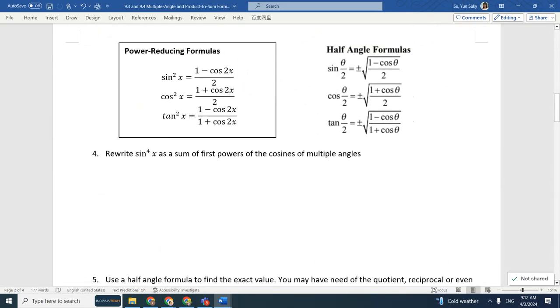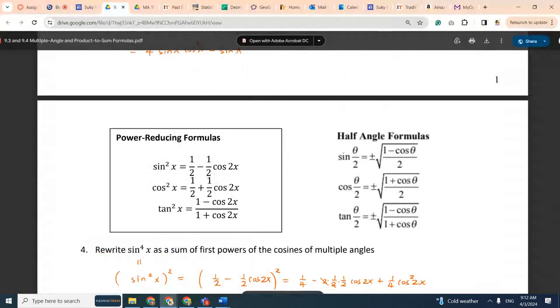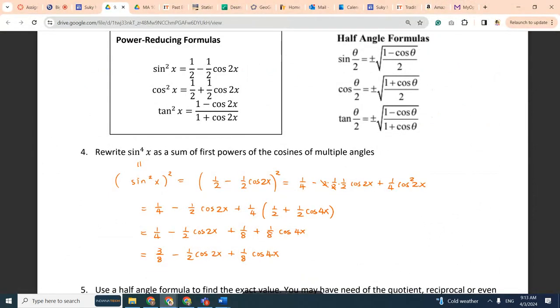Number 4, we write the sine to the power 4 as a sum of the first powers of the cosine of multiple angles. This one, I also want to briefly talk about the idea, because your exam problem won't be like that. So I just want to briefly talk about the idea. So sine to the 4th is sine square, squared. Yes, everybody? And then sine square is 1/2 minus 1/2 cosine 2x.